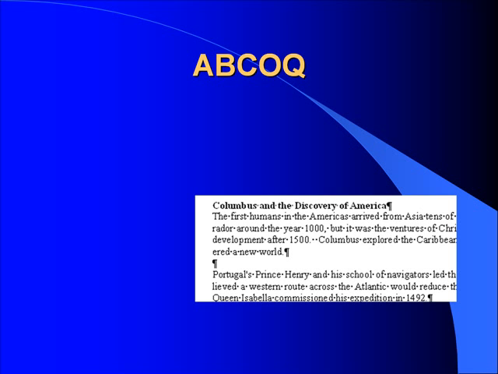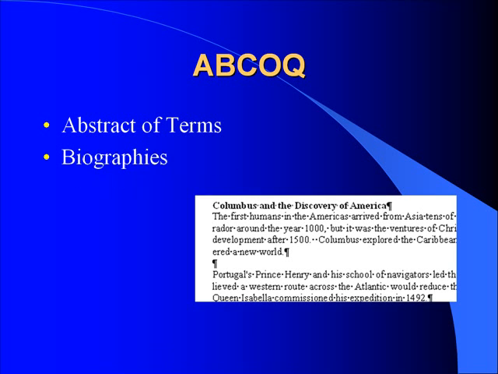A stands for the abstract of terms or the new vocabulary words in your unit. B stands for the biographies or the new names in your unit. C is the chronologies, which is the dates or the numbers in a new unit. A number could be, for example, the value of pi in geometry, 3.14.